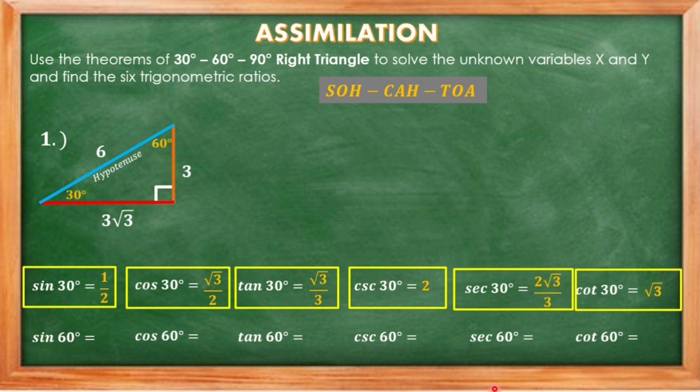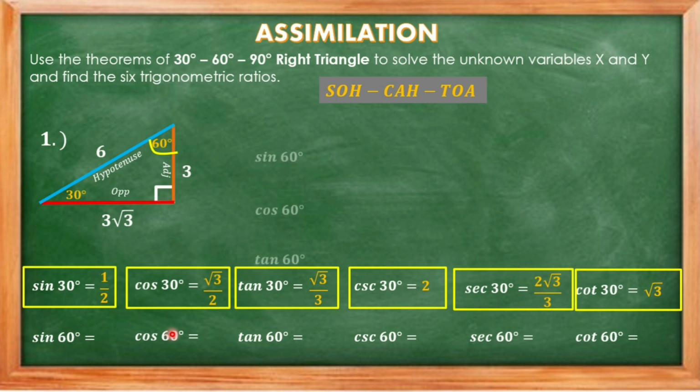Next, let's fill in the value of the 6 trigonometric ratios of 60 degrees angle. So this time, ang reference angle naman natin ay si 60 degrees angle natin. So therefore, yung side na kaharap niya, ito na ngayon yung opposite side. Tapos yung side na katabi niya, ito naman yung adjacent side. Okay, so soh-cah-toa ulit ang gamitin natin.